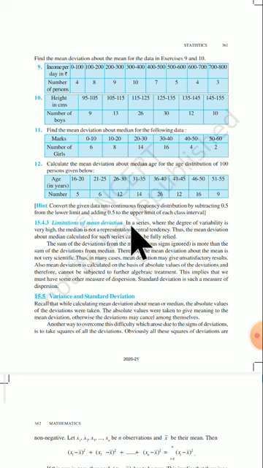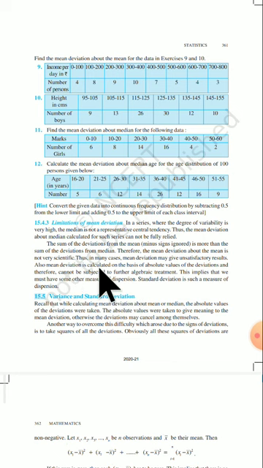Limitations of mean deviation. In a series where the degree of variability is very high, the median is not a representative central tendency. Thus, the mean deviation about median calculated for such a series cannot be fully relied upon. The sum of the deviations from the mean is more than the sum of the deviations from the median. Therefore, the mean deviation about the mean is not very scientific. Thus, in many cases, mean deviation may give unsatisfactory results.